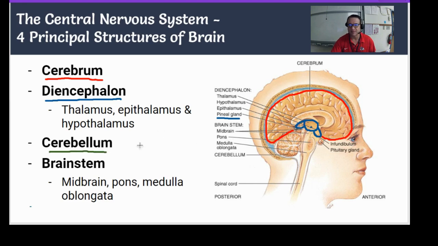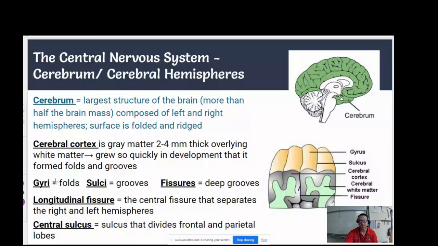You have the cerebellum, the little brain right here. It's the second largest structure in the brain to the cerebrum. And then you have the different parts of the brainstem. So you have what's called the midbrain, which is going to be just inferior to the thalamus, just posterior to the hypothalamus. You have right here this little bulging region. That's the pons right there. And the very bottom of the brainstem before it connects into the spinal cord is going to be the medulla oblongata. All right, so those are the 4 principal structures of the brain.